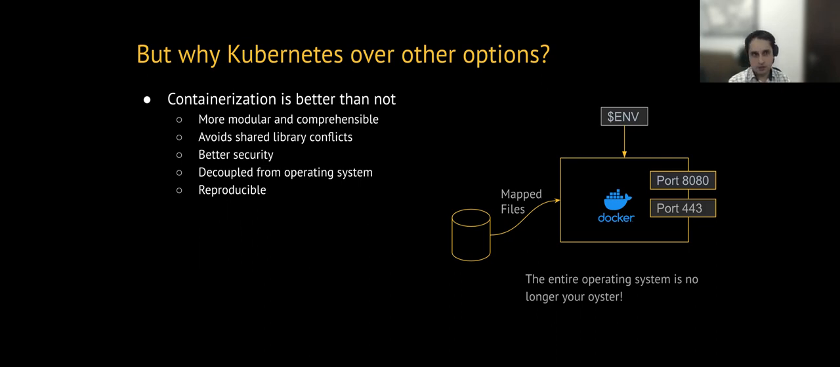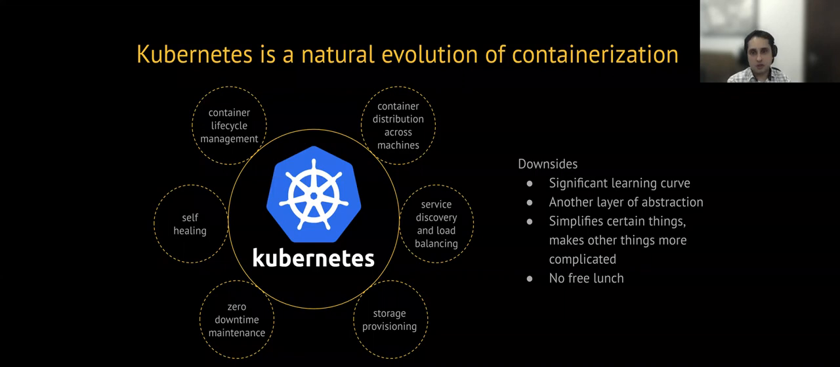You get better security. The container itself becomes portable, so you can move it to another operating system or upgrade your operating system without fear of breaking any applications on the system. And of course, reproducibility is also a significant factor. So if you accept containerization as a fundamentally better approach to managing applications, Kubernetes is a natural evolution of that.